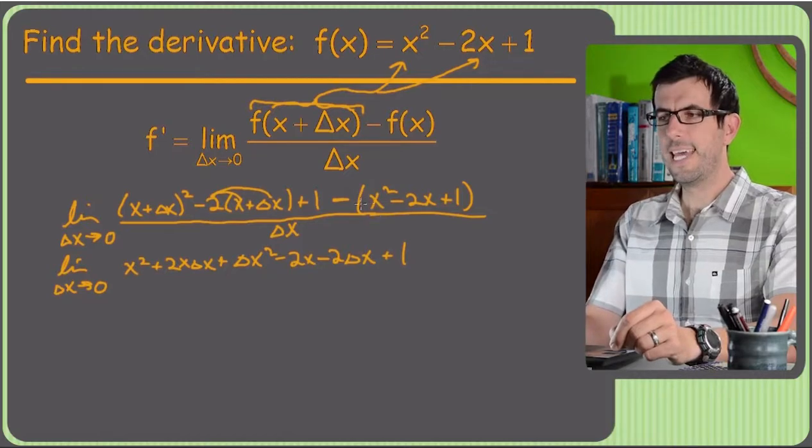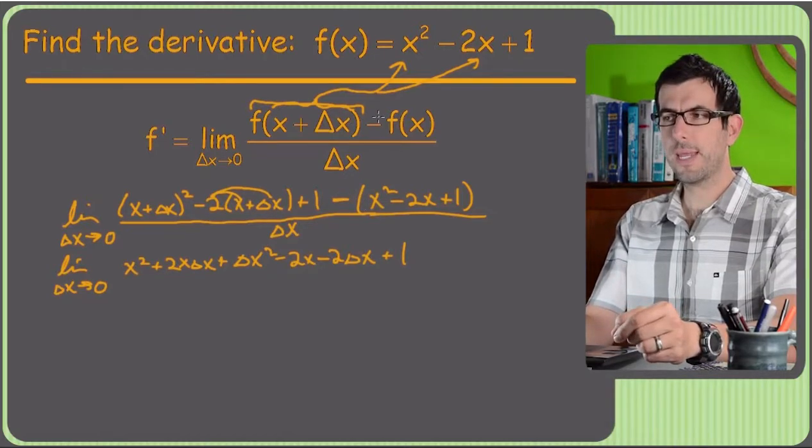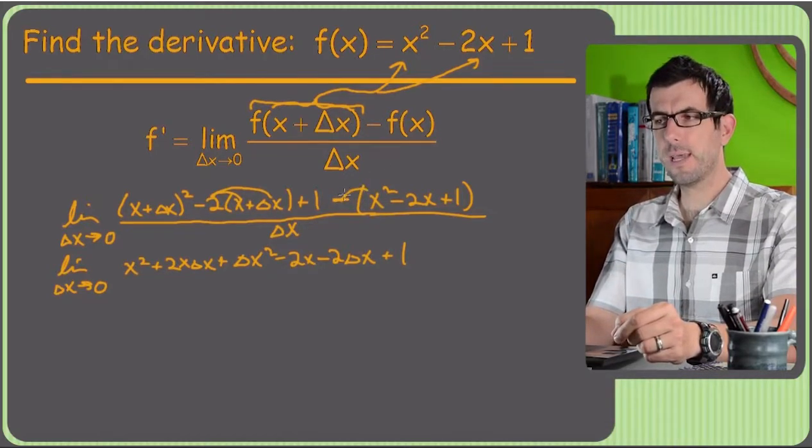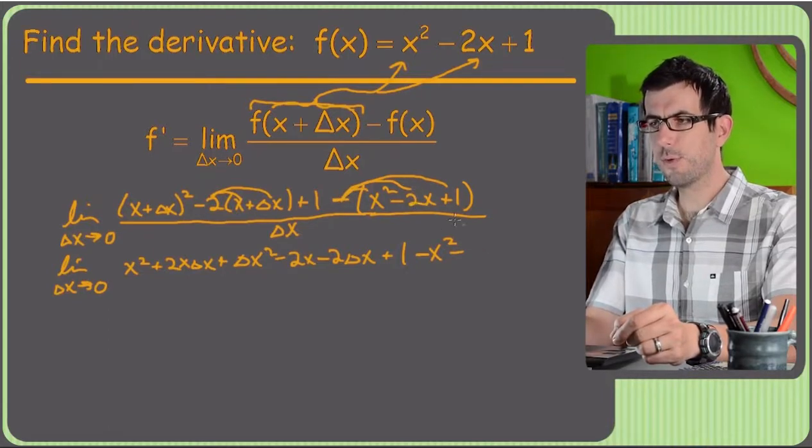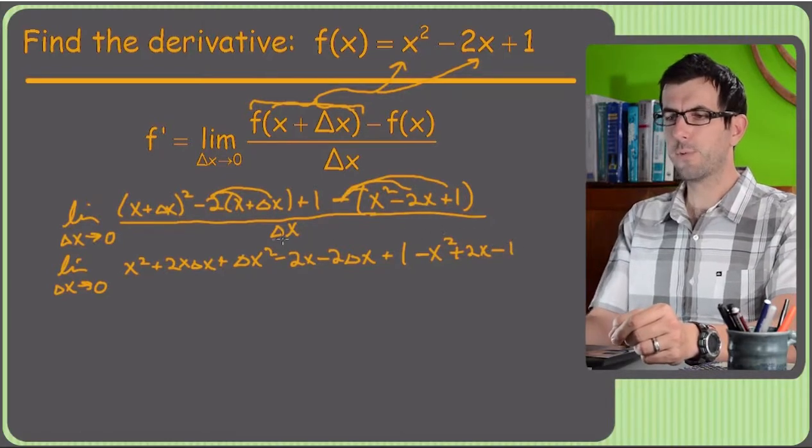Plus 1. Now, in these problems, there's always this minus f of x, right? So there's always a minus sign that has to be distributed here as well. So we get minus x squared. Negative times negative 2x is plus 2x. And then negative 1. But that's where the magic happens.